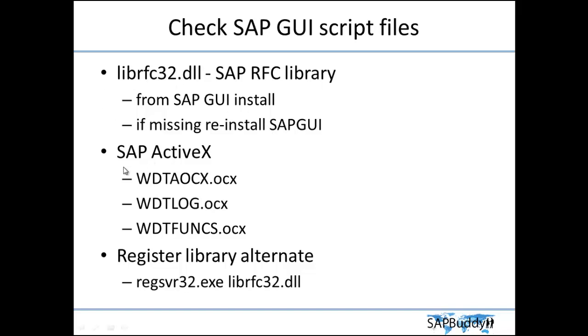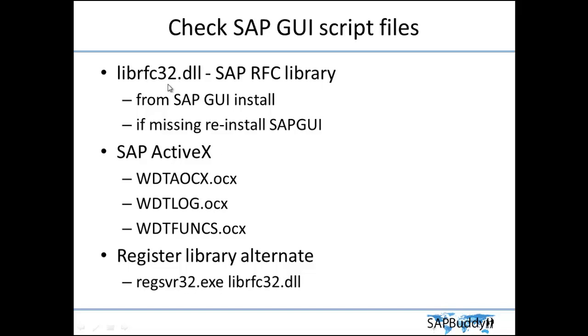The next one we are going to see is a couple of ActiveX files. The first one is the wdtaocx.ocx file, the wdtlog.ocx file, and the wdtfunc.ocx file. These are all the ActiveX files which should also be present in your local drive. Generally you can use the standard Windows search function and search for these files. If these files are already present, then it should be fine.